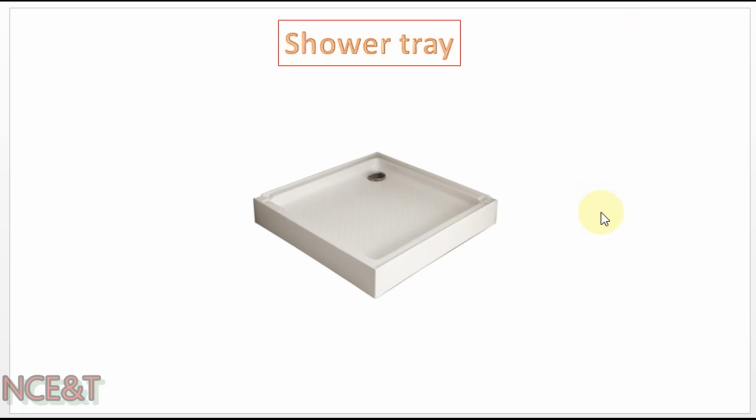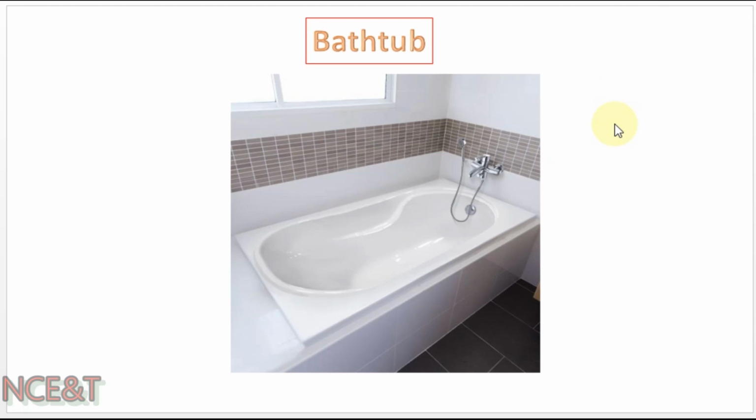The second is the shower tray. It is normally of size 60 by 60 centimeter. We fix it inside the bathroom, and when you take the bath you stand inside this tray. This tray collects the water after the use and drains it to the drainage pipe.